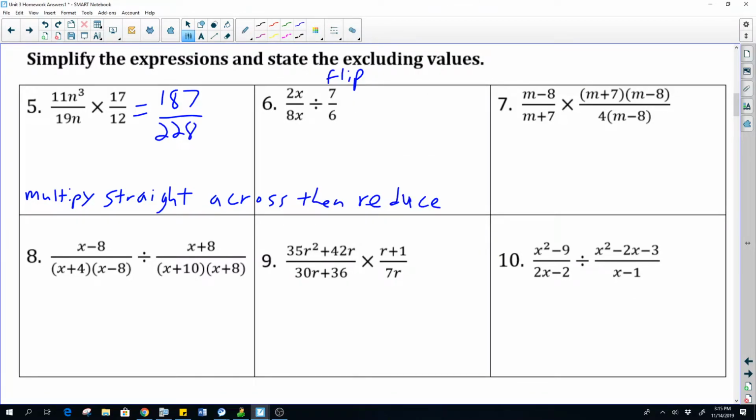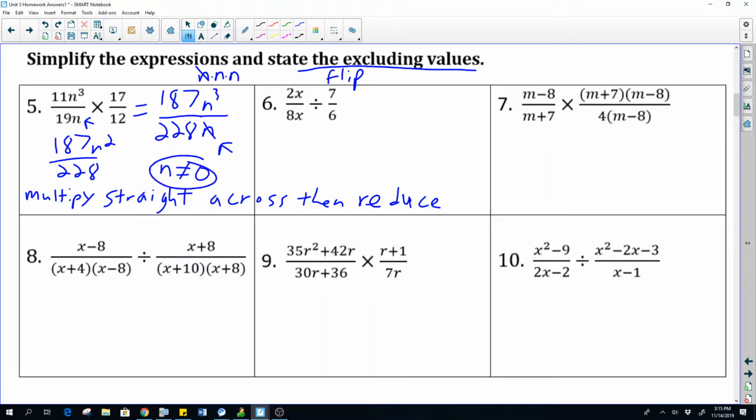And so the only thing I can think of to reduce is we do have n cubed over n. So n cubed is the same as n times n times n, right? So since they're multiplication, we can reduce one of them. So our final answer will just be 187 over 228 and then n squared. Ooh, it says to state the excluded values too. So that's what makes it 0 in the bottom. And even though we canceled it out, we still need to say that n should not be equal to 0, because in the very beginning, it would have been excluded. So that's our exclusion, and that's our answer.